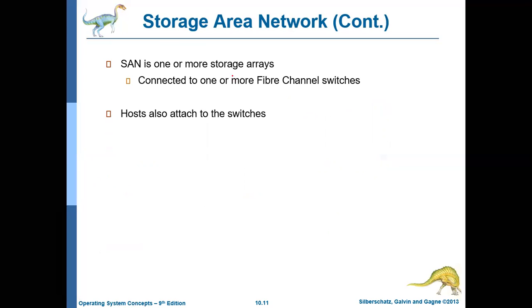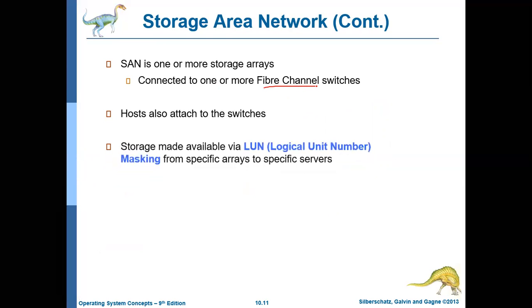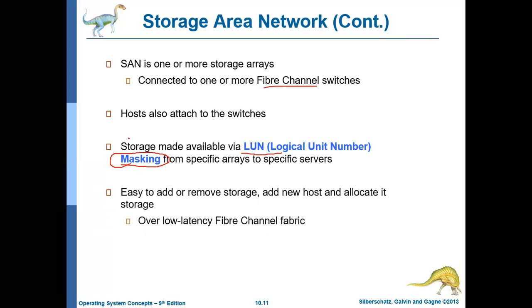These storage area networks are interconnected through fiber channel switches, so that they will be working at a faster speed. The storages are made available through a concept called LUN masking, which stands for logical unit number masking. That is, a particular storage unit may be assigned to a particular client or server, and that client or server cannot see other storage units, so that is called masking. Depending on their requirement, the storage units will be assigned.